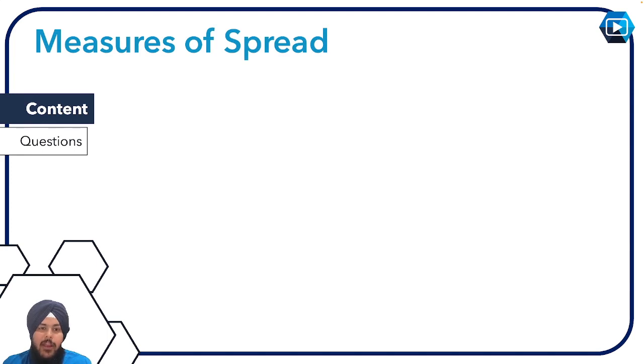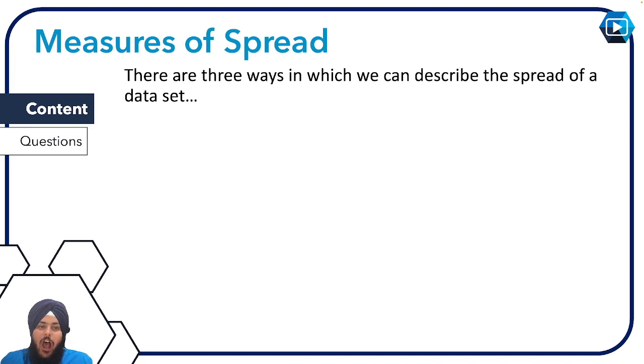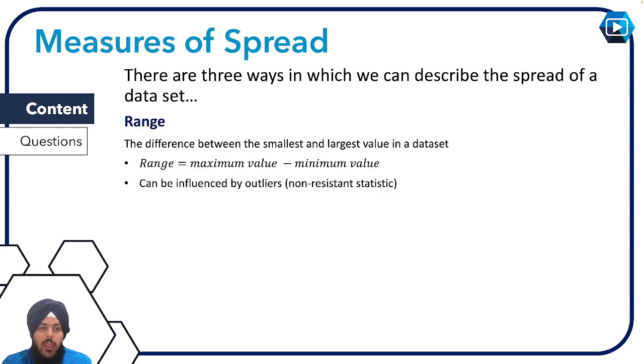Okay, next we'll have a look at measures of spread. Looking at the measure of spread, we're looking at how the data is distributed, how spread out it is. Is it very narrowly distributed, or is there a really big spread of the data? There are three ways in which we can do this. Either through the range. The range is just the difference between the smallest and the largest value in a data set, and we calculate it by subtracting the minimum value from the maximum value.